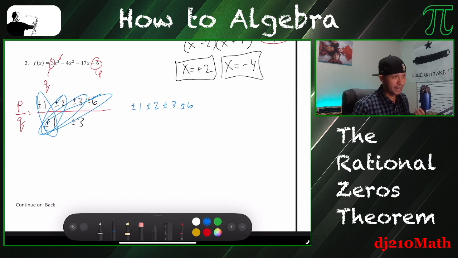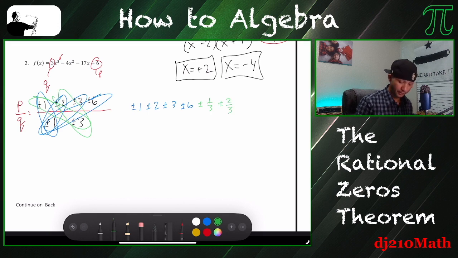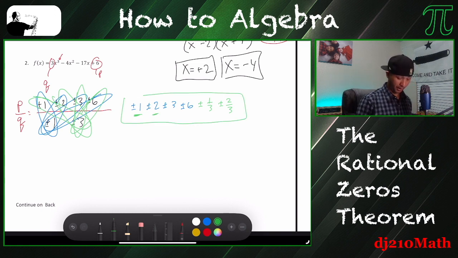Because we have a second denominator, we actually have more numbers. We have 1 over 3, so plus or minus 1/3. 2 over 3. 3 over 3, but 3 over 3 is just 1, so it's already in our list. And then 6 over 3 is 2. Again, that's already in our list. So here's our list of possible numbers that we can use for synthetic division.